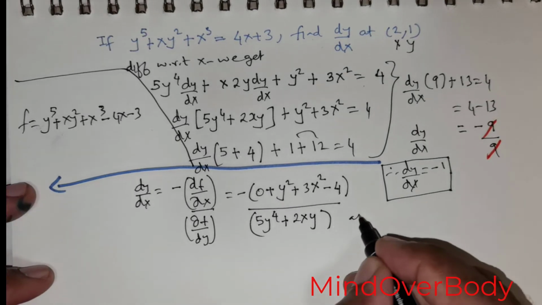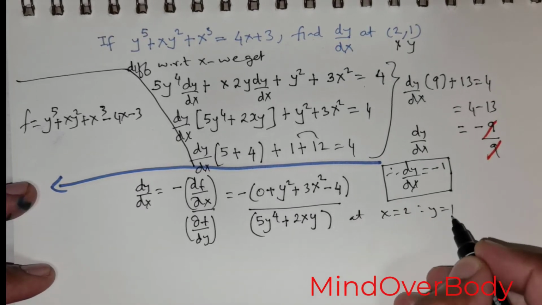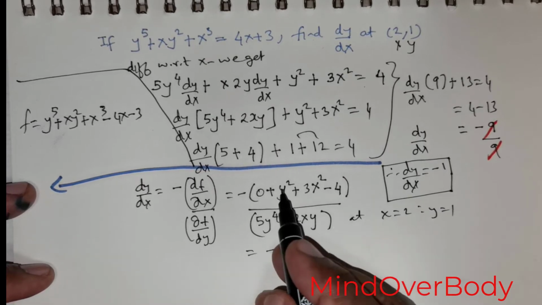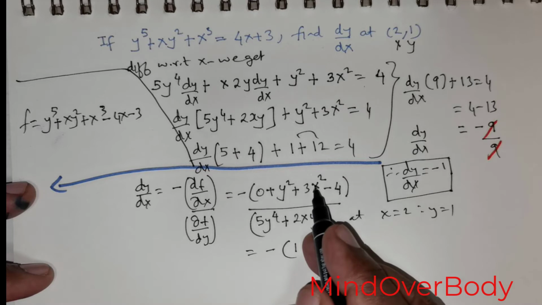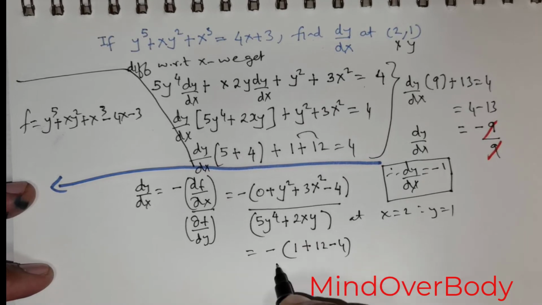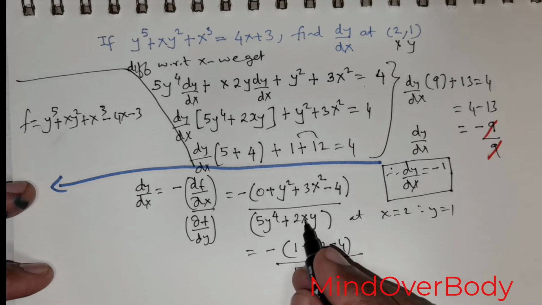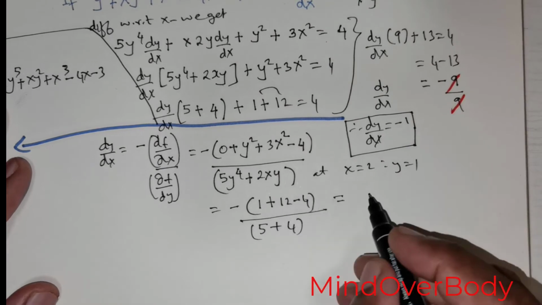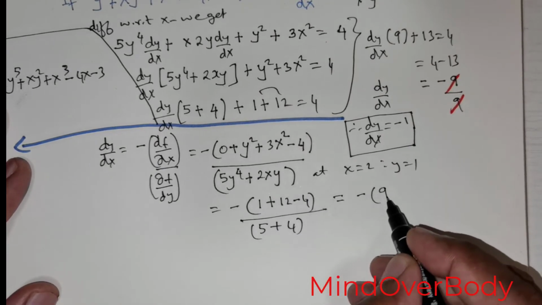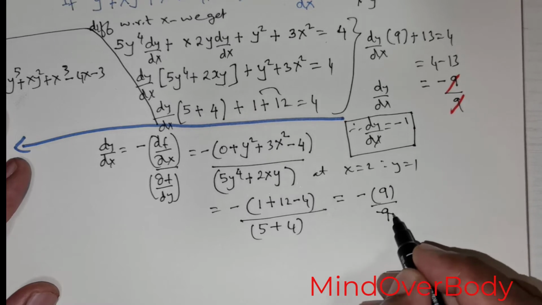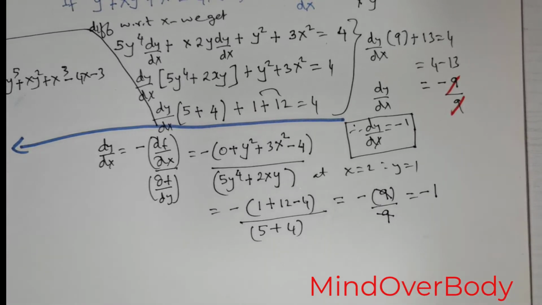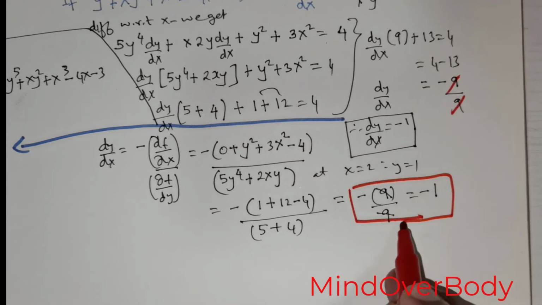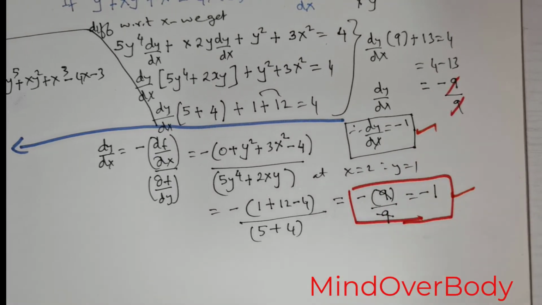So at x is equal to 2 and y is equal to 1, what happens? This is equal to negative of, this is 1, 2 squared 4, 4 times 3 12, negative 4, divided by 5, 2 times 2 4, 4 times 1, that's 4 there. So 13 negative 4 gives me 9, and 9 here, the 9 gets cancelled, giving me negative 1. So two different ways, and they get us the same solution. You can see that negative 1 is a solution here, negative 1 is a solution here.